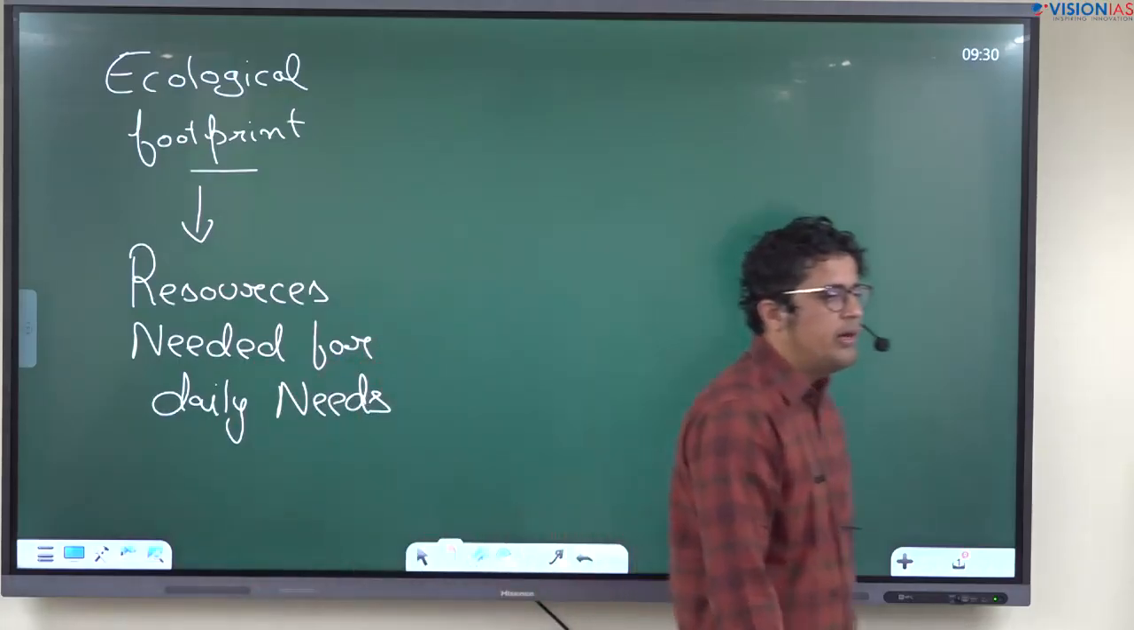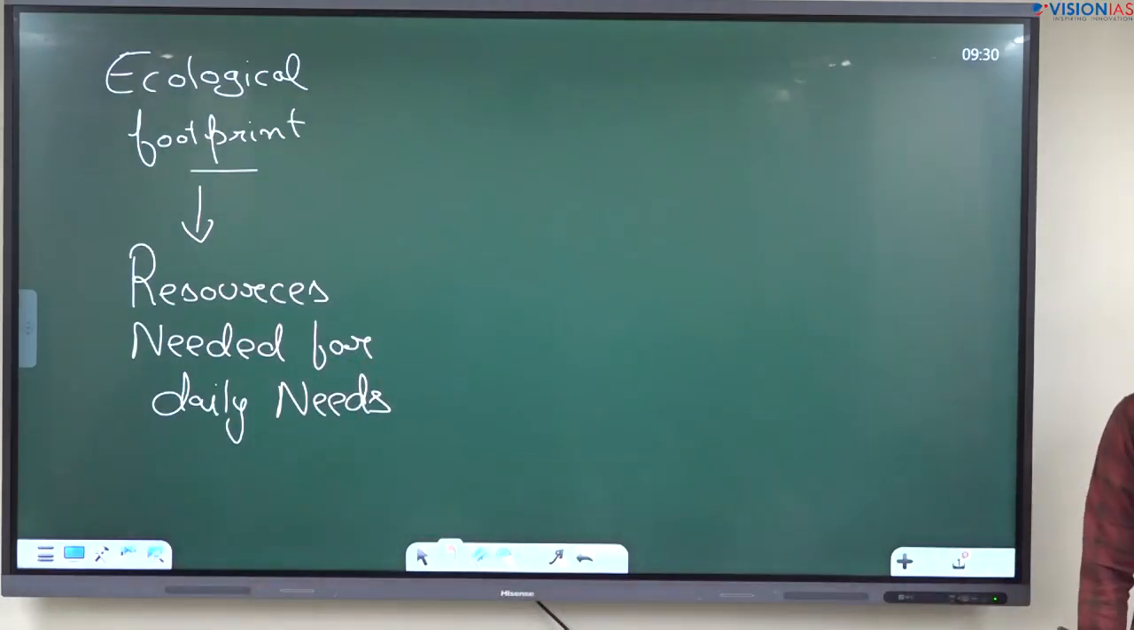resources needed for daily needs. How much resources you are consuming in your day-to-day life is your ecological footprint. Now you are coming here by your own vehicle. Your friend is coming here by public transport. You both are doing the same thing, but your energy consumption is different. You are coming by your private vehicle, so you are consuming more resources. Your friend is coming by public transport, so your friend is consuming less resources. So how much resources you need in day-to-day life to complete your requirement, that is your ecological footprint.